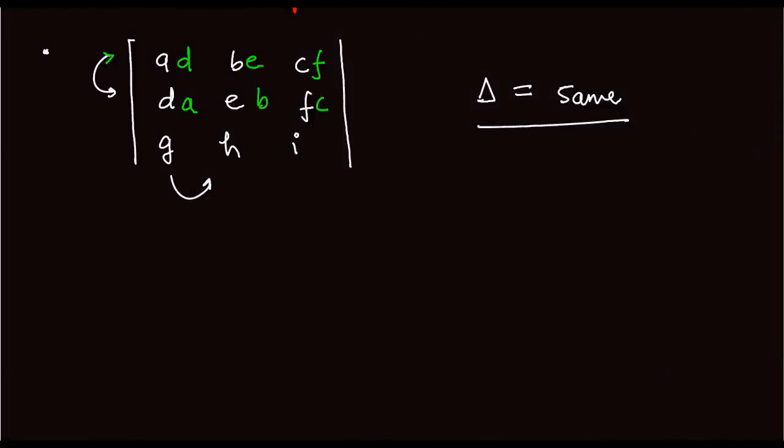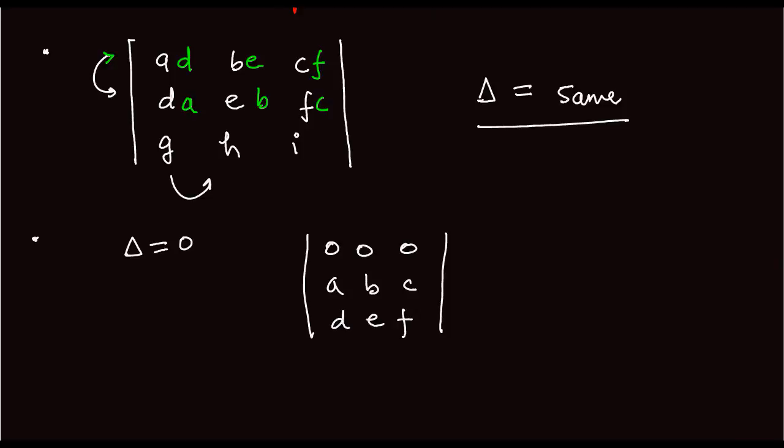The determinant value will be the same value. Fine. Now, let's see one another property. Delta is 0 if all the elements in a row or column are 0. So the determinant will be 0 if you have 3 elements 0, then A, B, C, then D, E, F, because in this case, all these 3 elements will be 0.